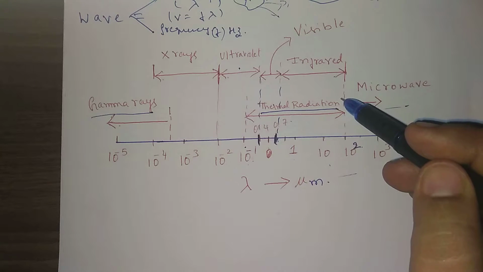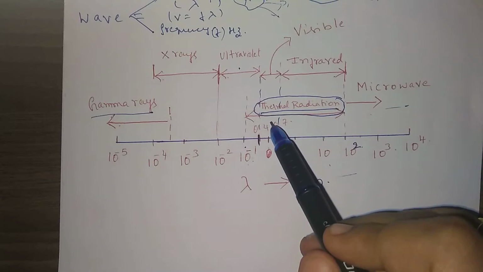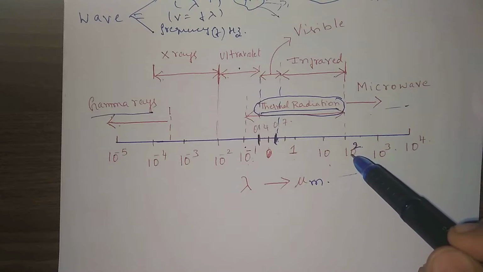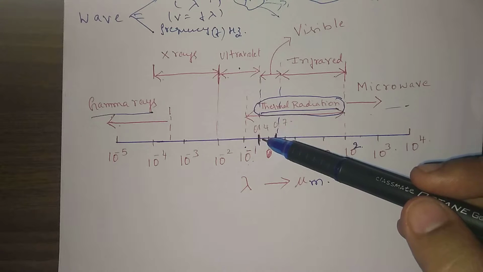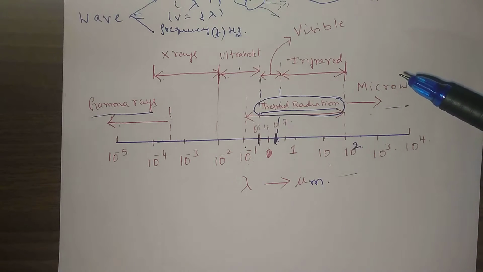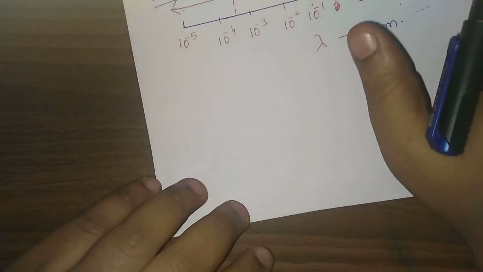Here the most important thing which you should not forget is thermal radiation, which lies between 10 to the power of minus 1 and 10 to the power of 2. So please don't forget that, within which the visible spectrum lies between 0.4 to 0.7 micrometer. Understood? Now very slowly we will try to understand many concepts related to radiation.